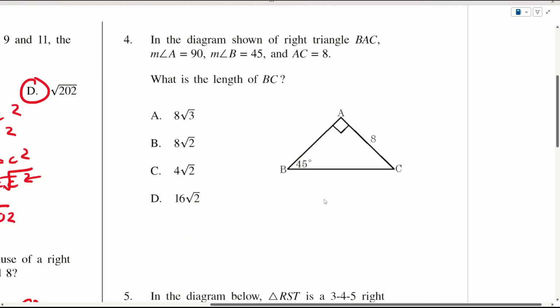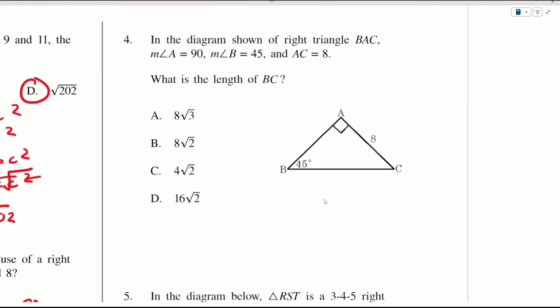In the diagram shown of right triangle BAC, measure of angle A equals 90, measure of angle B equals 45, and measure of angle C equals 8. This question is the same thing as 3, except the only difference is that it is multiple choice instead of a free response question. I technically find the free response question a little bit harder than the multiple choice.